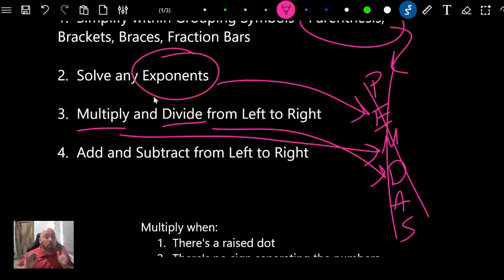We multiply or divide whichever one comes first. It doesn't matter. If divide comes first, then you divide first. If multiply comes first, then you multiply first. Same thing with addition and subtraction.